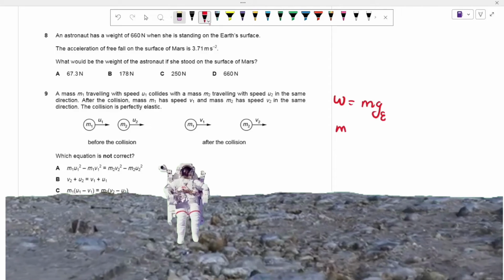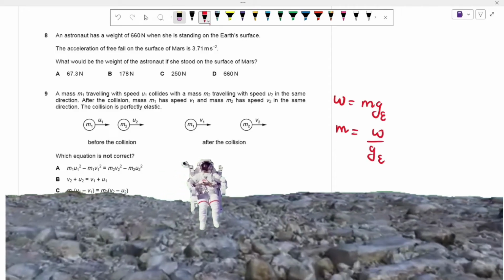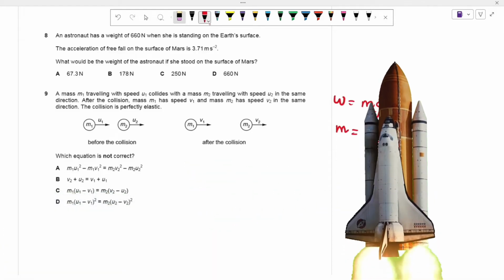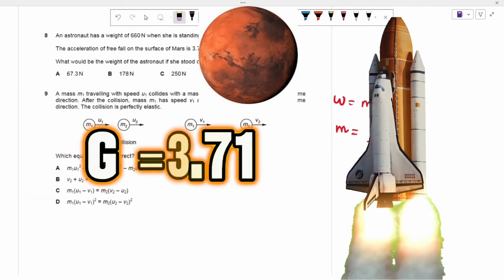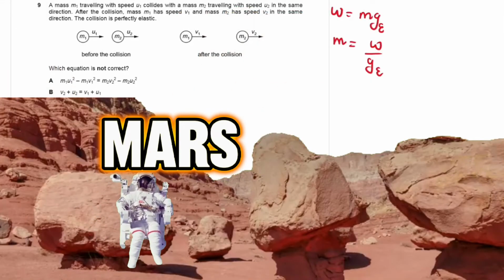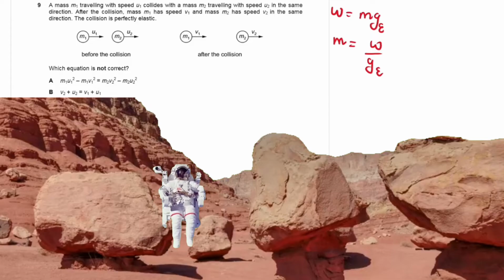Okay, so basically the mass of Mary will be equal to the weight of Mary divided by the g on the Earth. Because Mary is going to get on a spaceship, and then she's going to travel off to Mars, where the acceleration of free fall g is 3.71. So we just want to find the weight of Mary on Mars. What we don't have about Mary is her mass, because if we have the mass of Mary, we can probably find the weight of Mary on Mars.